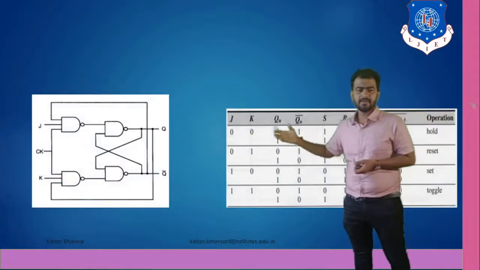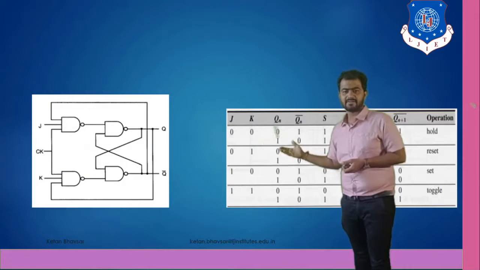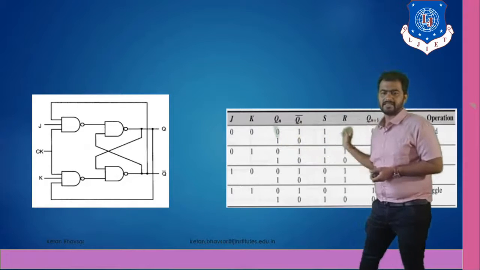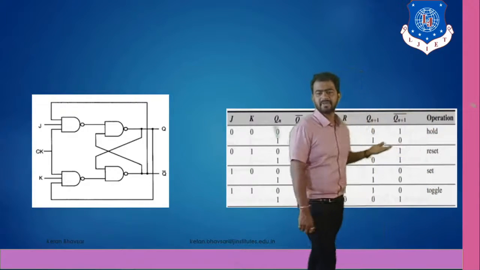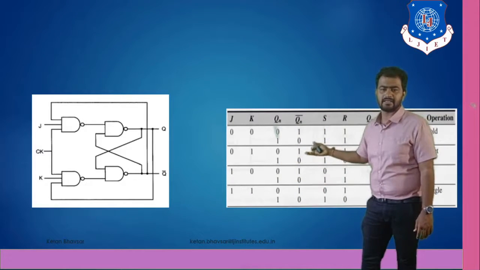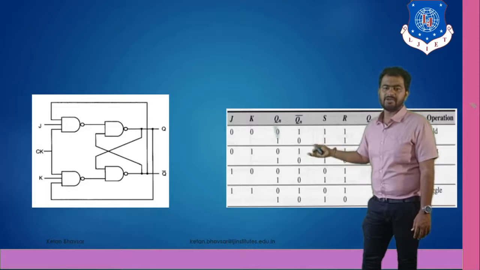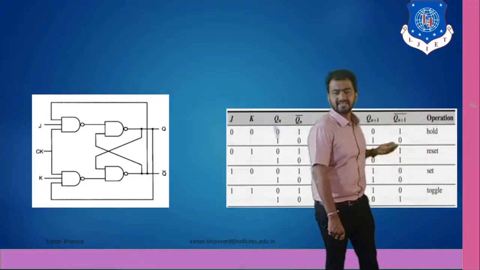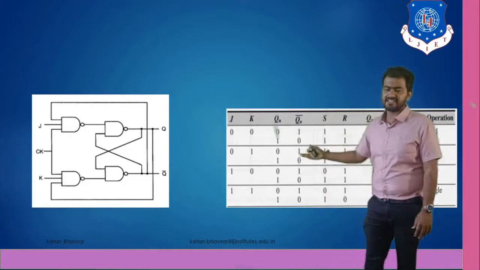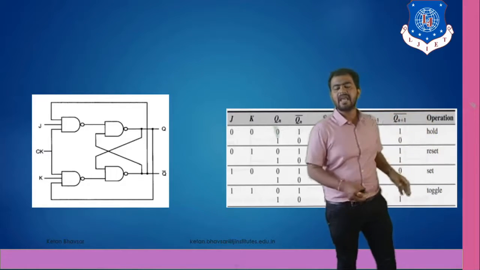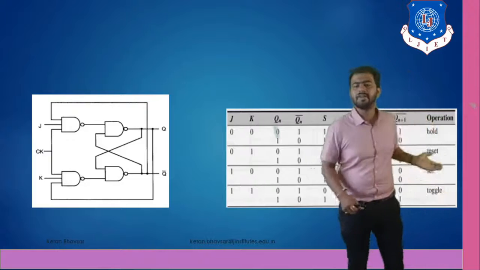As you can see in this particular diagram, if both inputs are 0, then it is in hold state. Similarly, for J equal to 0 and K equal to 1, as I already told you, Q of n is equal to 0 and Q bar is equal to 1, so it is in reset state. Similarly, when J is equal to 1 and K is equal to 0, it enters set state, and for both 1 it enters toggle operation.